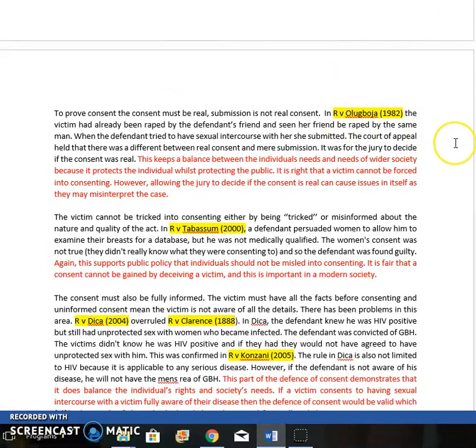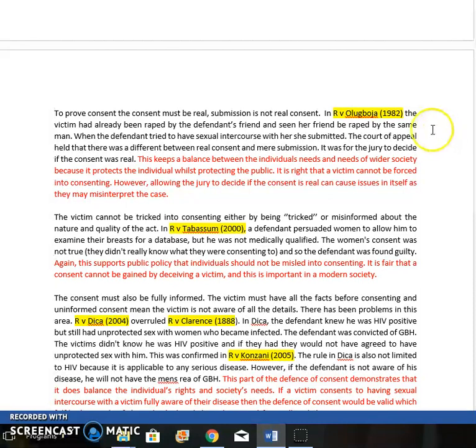Fairly dramatic case on this issue as well, Olugboja. The victim, unfortunately, had been raped by the defendant's friend. She'd also witnessed a rape of her friend by the same man. Obviously a terrifying situation for all involved. When the defendant tried to have sexual intercourse with the victim, she submitted. So he tried to argue when he was being prosecuted for rape, well, she consented because she didn't scream no. And that's a really unpleasant argument he's raised there.